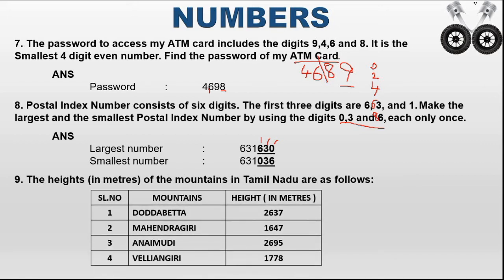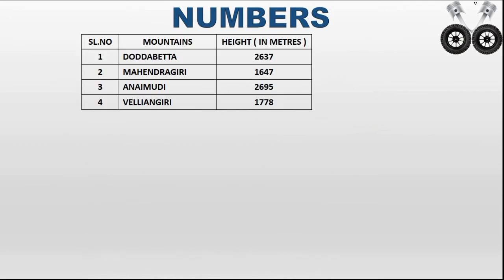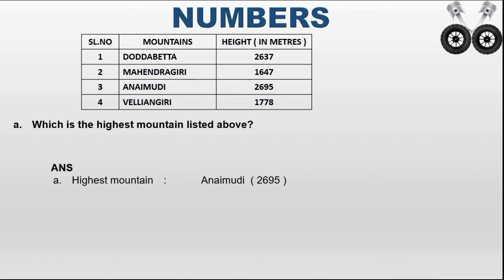The heights of the mountains in Tamil Nadu are as follows. The height of the mountain is given here. Thottapetta, the height is 2637. Mahendragiri, the height is 1647. Animudi, height is 2695. Velangiri, height is 1778. So some questions are given here. Which is the highest mountain listed above? Which is the highest mountain here?